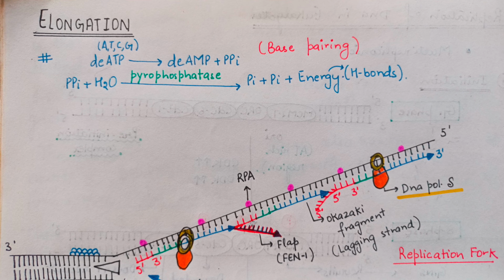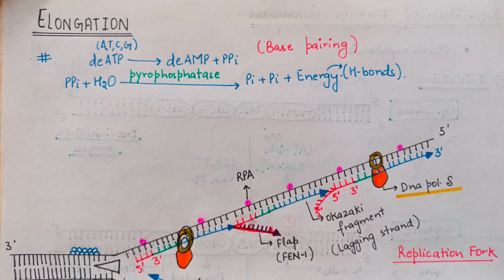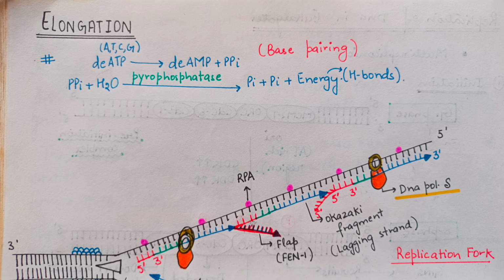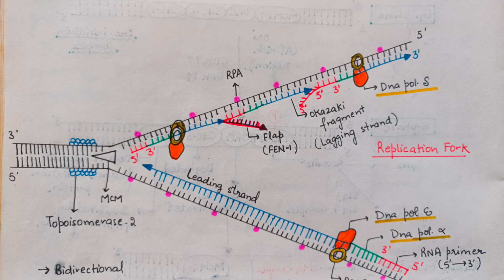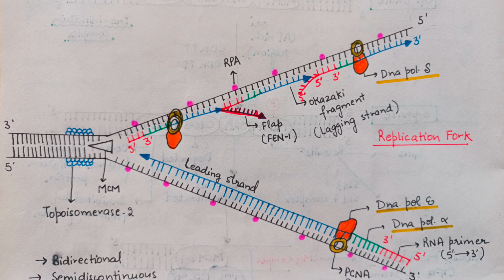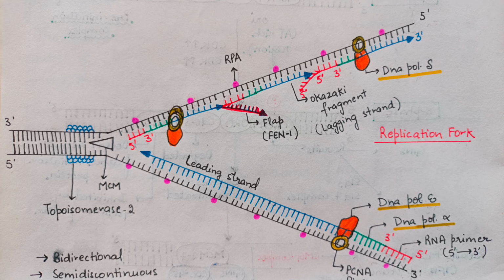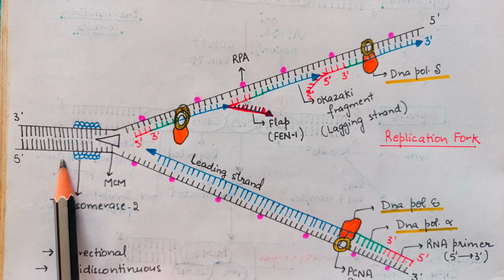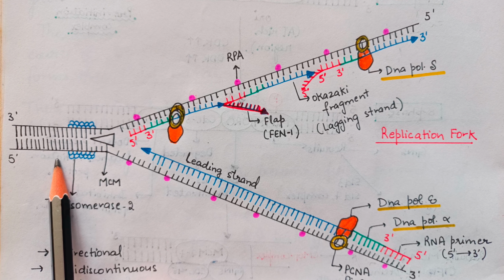Hey friends, in this video we are going to study the elongation stage of DNA replication, and in the previous video we have already covered the initiation stage of replication. In the elongation stage we mainly study how the elongation, or the formation of new strands of DNA, takes place. So here we have this diagram and it shows the two antiparallel parent strands of the DNA.